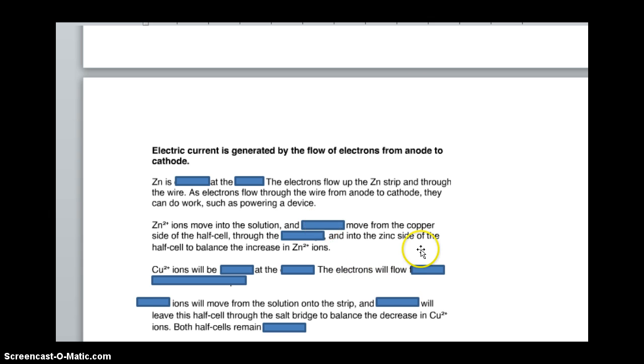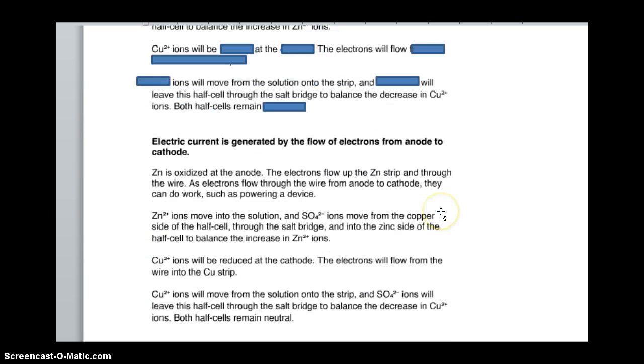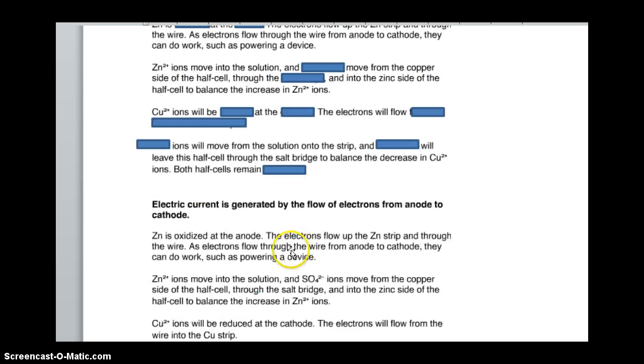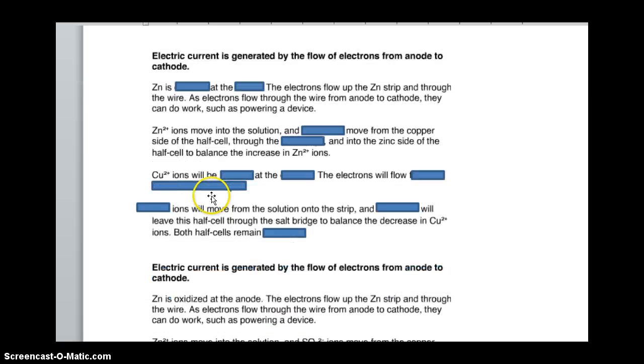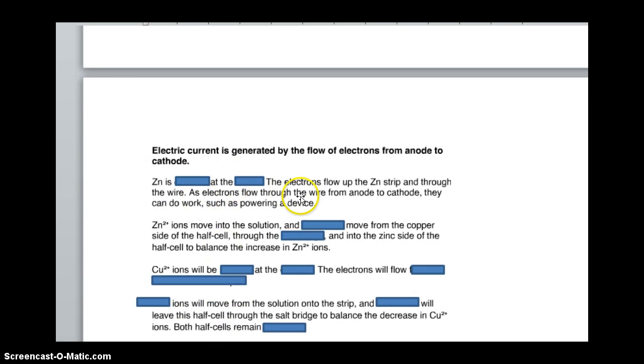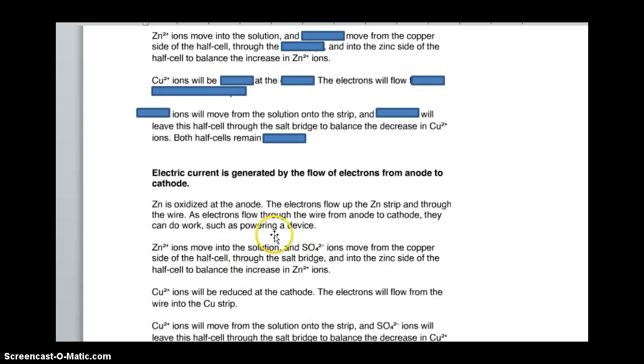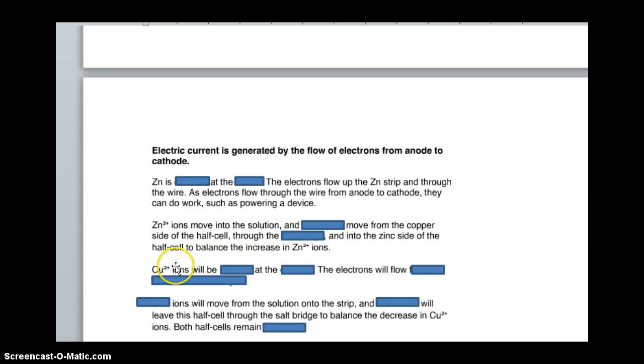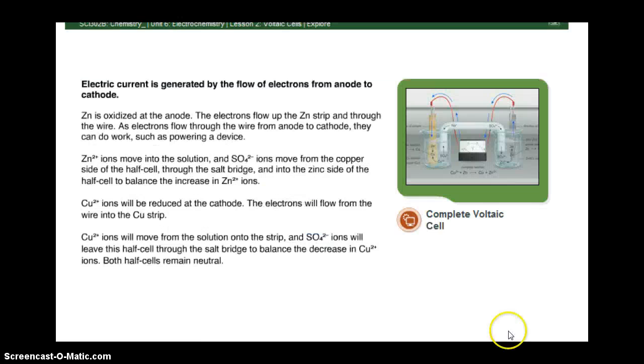So that's a good way when we have so many paragraphs of notes to test, do I really know them or not? Again, don't just say, zinc is oxidized at the anode. Oh yeah, I knew that. No, if you can't fill in the blanks without looking at the answers first, you don't really know it. So make sure you really know it.